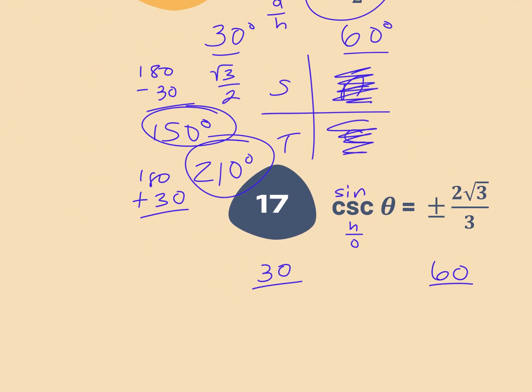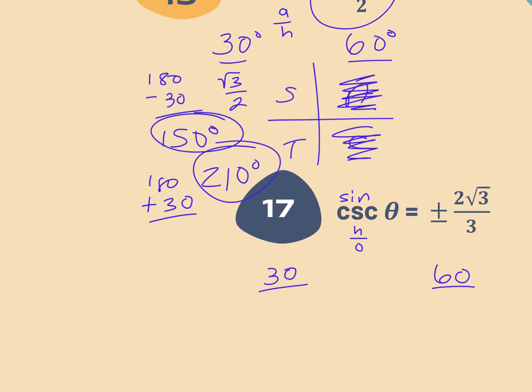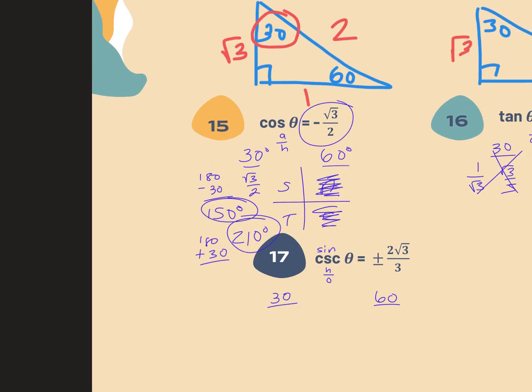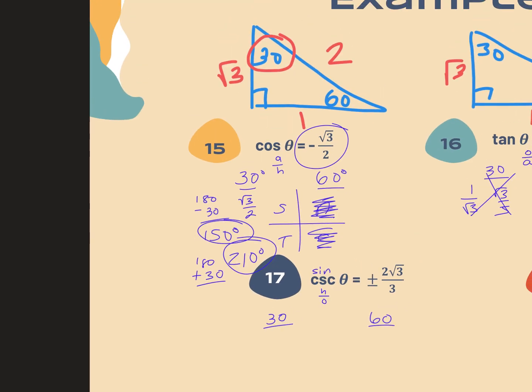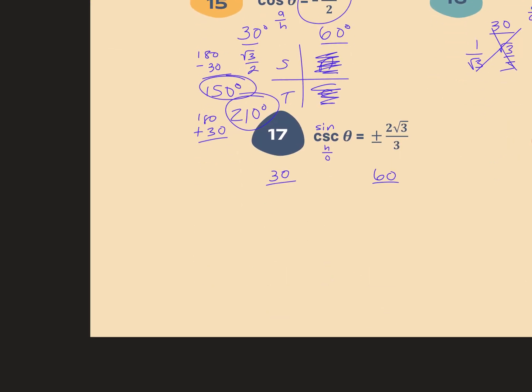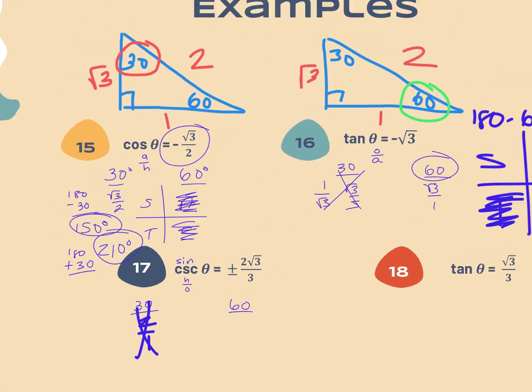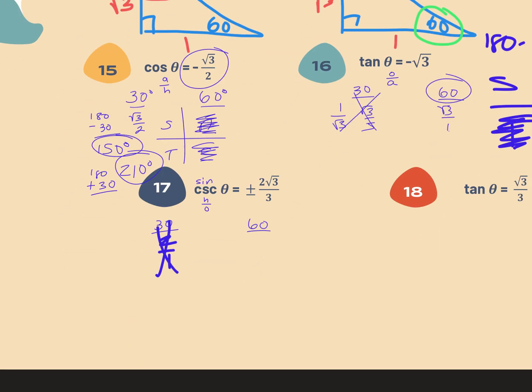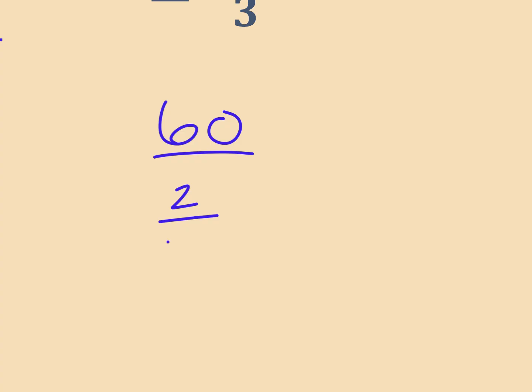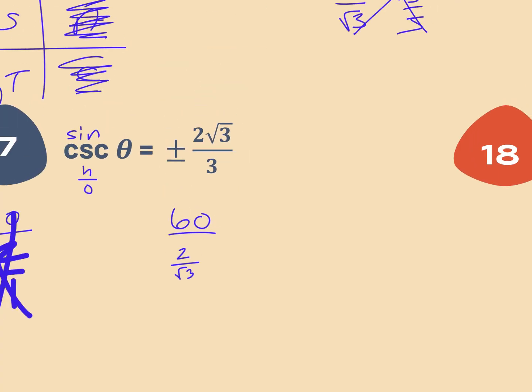So let's just find the cosecant of 30. So it's going to be hypotenuse over opposite. What's the hypotenuse? 2 over opposite is 1. Okay, so 2 over 1. Is that what we're looking for? No. So let's go to 60. Hypotenuse, 2 over square root of 3. 2 over square root of 3. Do you guys have to go ahead and rationalize and all that?